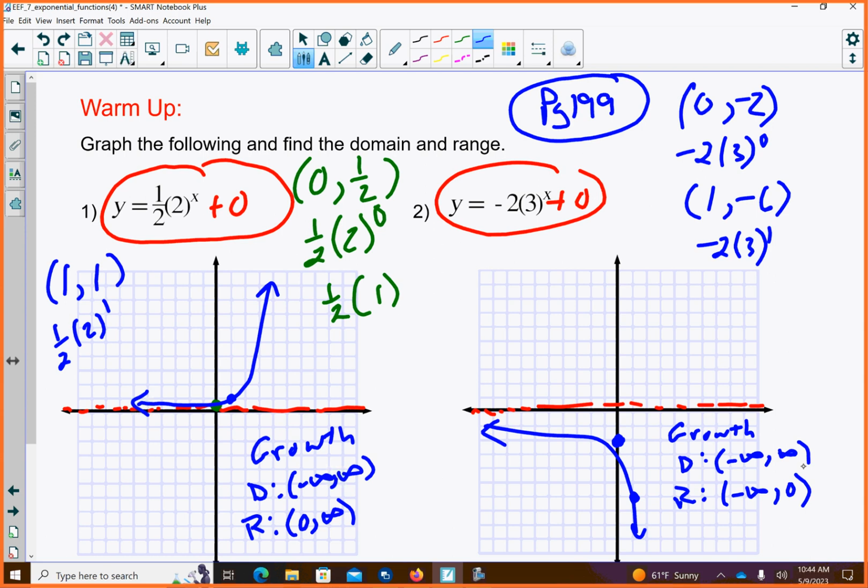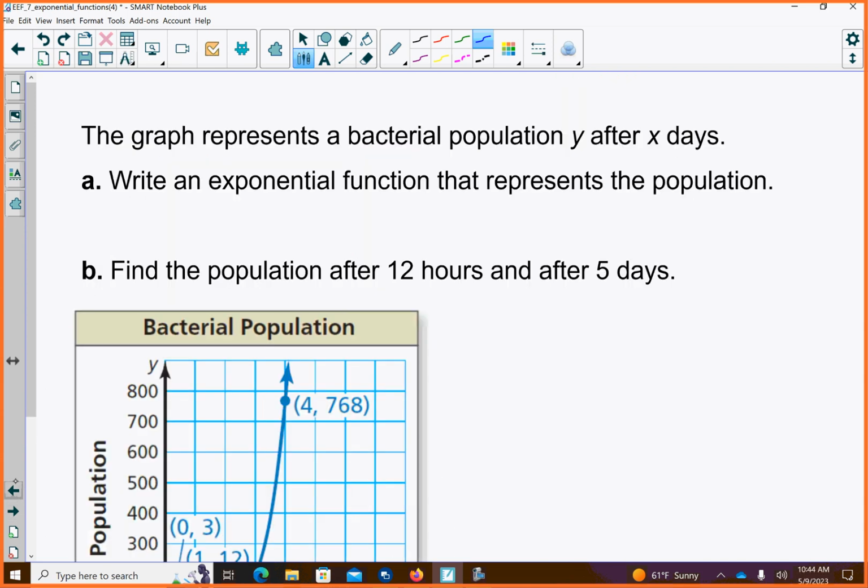Okay. So I'm not sure if this will be on the test or not, but I still wanted to go over it. It says the graph represents bacteria population Y after X days. Write an exponential function that represents the population. Find the population after 12 hours and after 5 days.